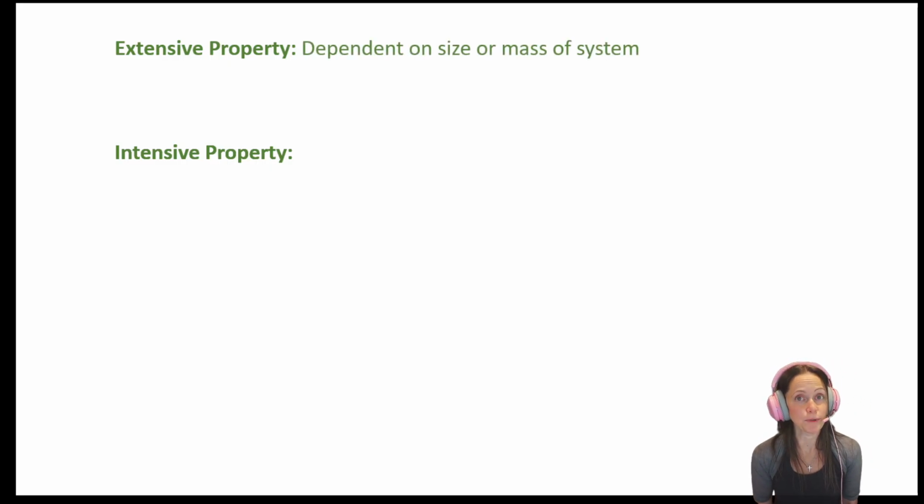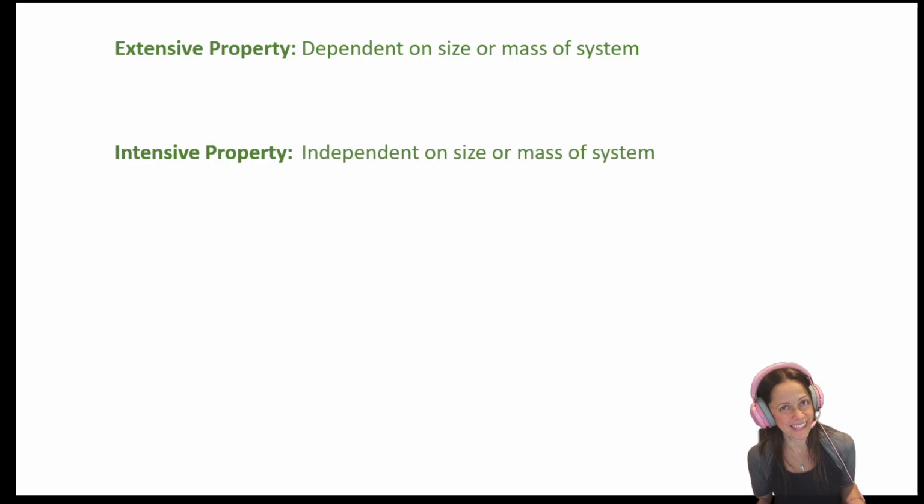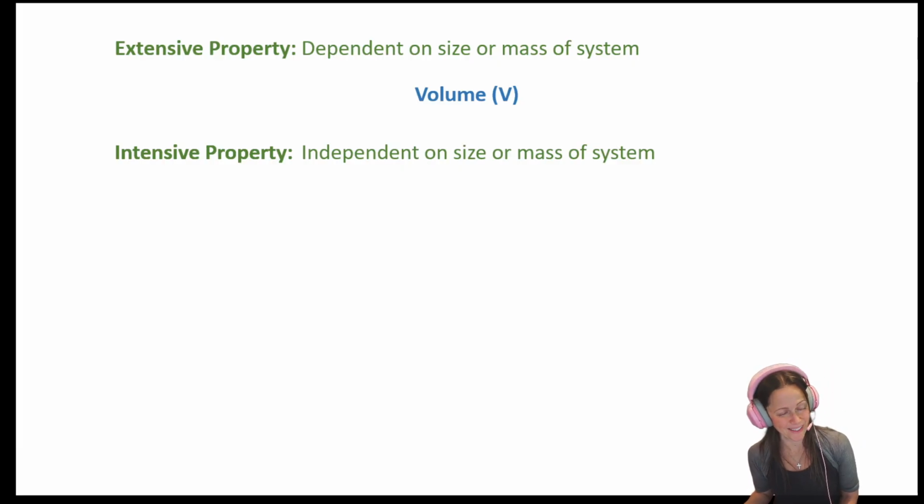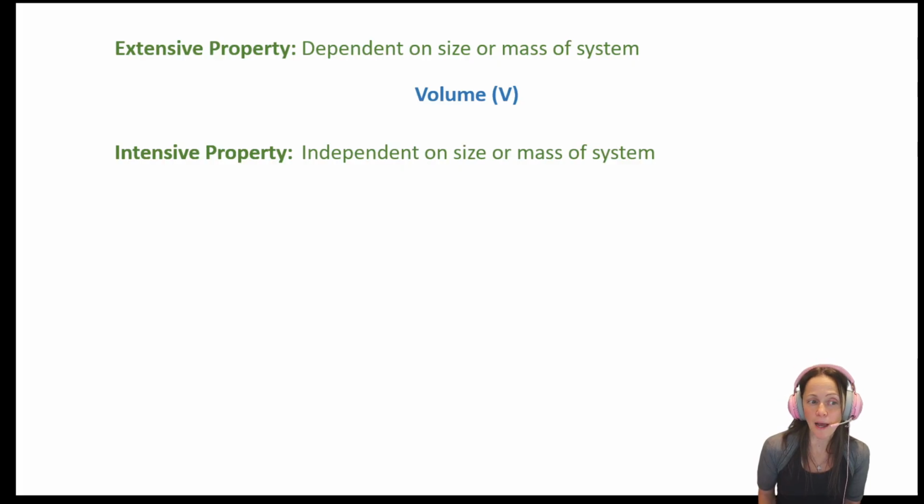All right, so extensive properties and intensive properties. An extensive property is dependent on the size or the mass of the system. An intensive property is independent of the size or the mass of the system. So volume, it seems pretty obvious that that is dependent on the size or the mass of the system. But what might not be obvious is where temperature and pressure fall into that. Is it an extensive or an intensive property? Both of them are actually intensive properties.